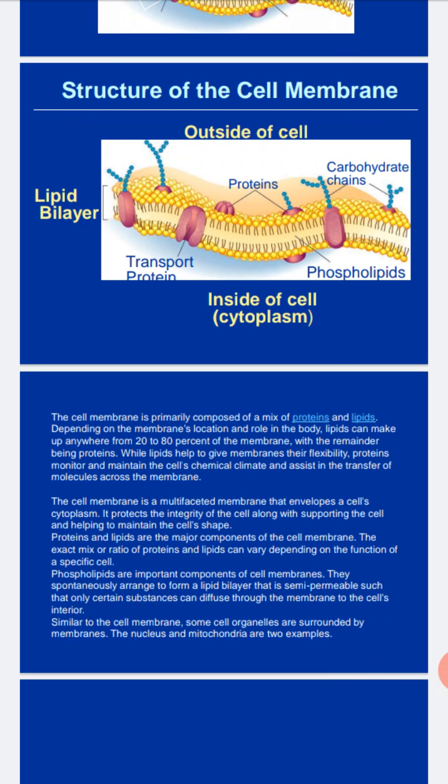And similar to the cell membrane, some cell organelles are also surrounded by membrane. Example, the nucleus and the mitochondria. What is another function of the membrane? It is to regulate cell growth through the balance of endocytosis and exocytosis. This is very important and we are going to study it in the next topic, that is cell transport.